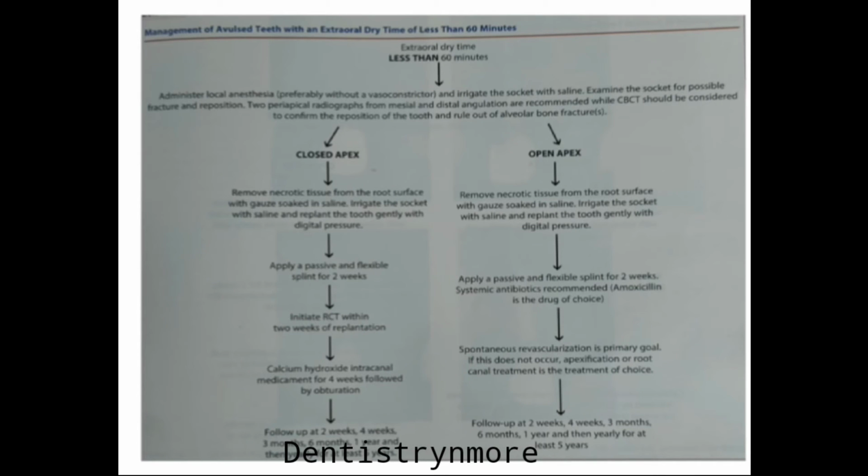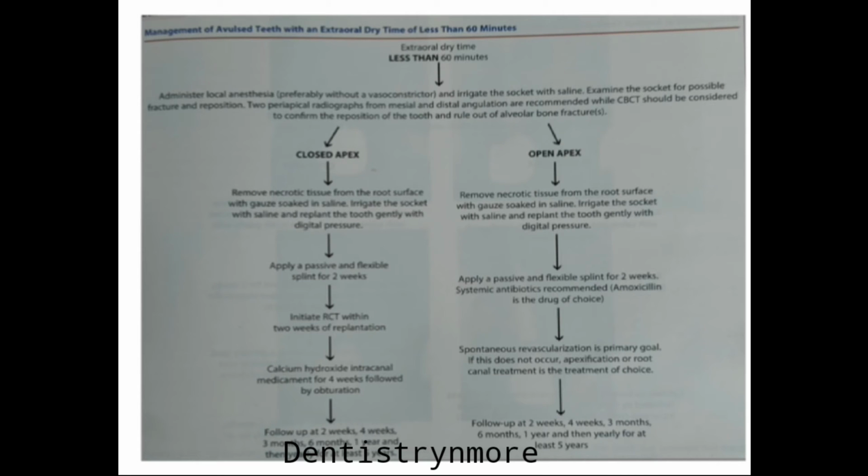Now we are moving to the first one, less than 60 minutes. In that case, administer local anesthesia. After that, irrigate the socket with saline. Now examine the socket for possible fracture or any need for repositioning. Two periapical radiographs from the mesial and distal angulation are taken. Also CBCT should be considered to confirm the reposition of the tooth and rule out alveolar bone fracture.